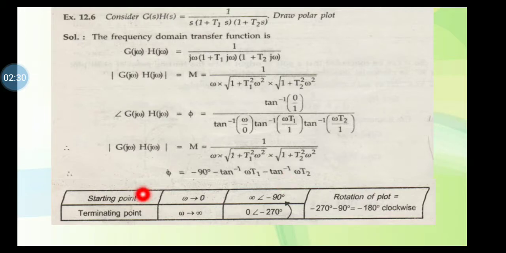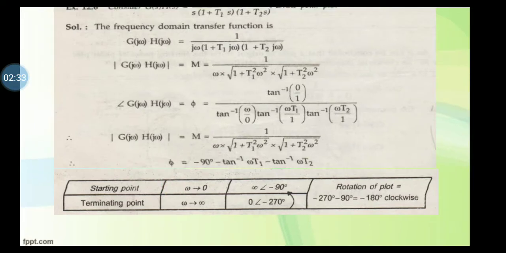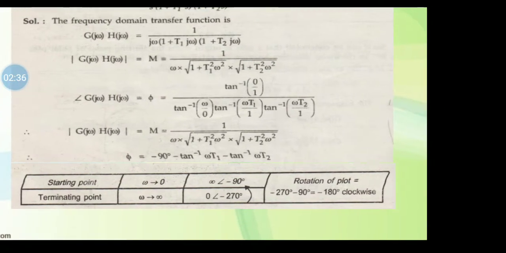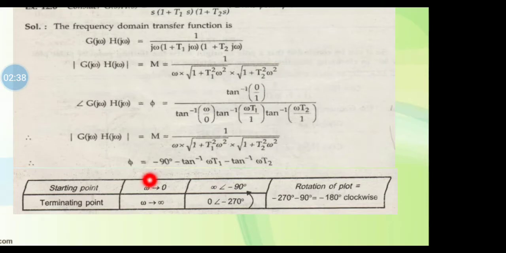Next we'll find the terminating point with ω as infinity. Substitute ω = infinity in the M expression and find the magnitude, then find the angle. When ω is infinity, M will be 0. For the angle, −90 − tan⁻¹ infinity − tan⁻¹ infinity gives −90 − 90 − 90, which is −270. So this will be 0 at an angle of −270 degrees.